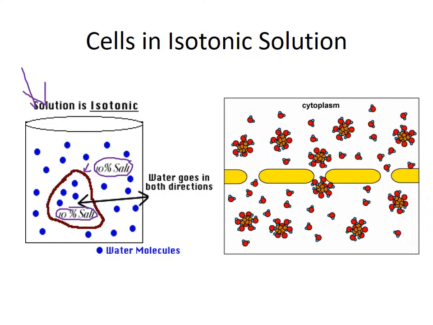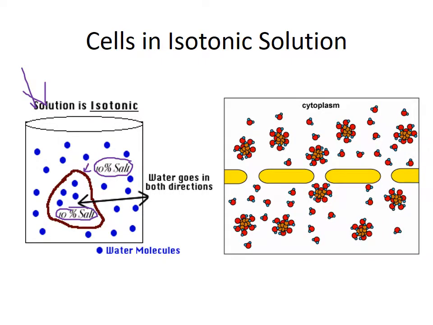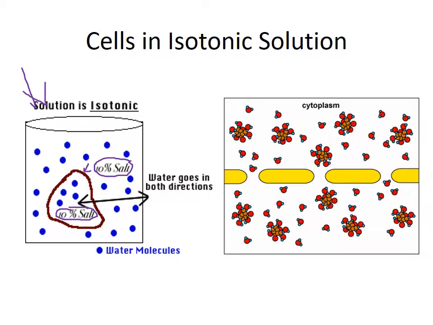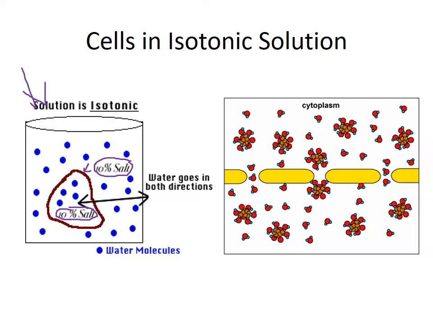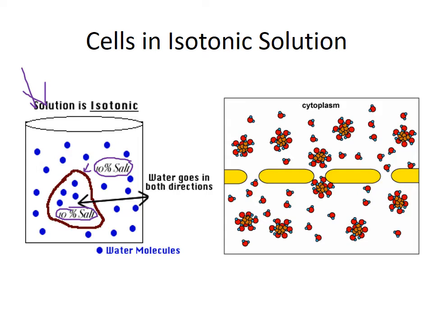So I do have water flowing in and out. There's always going to be water flowing in and out. Nothing's going to stop that. It's a very passive, non-stop action. But the total net gain or loss is zero. So basically as much water moves into the cell, the same amount of water moves out of the cell. And that's isotonic. Iso means same.